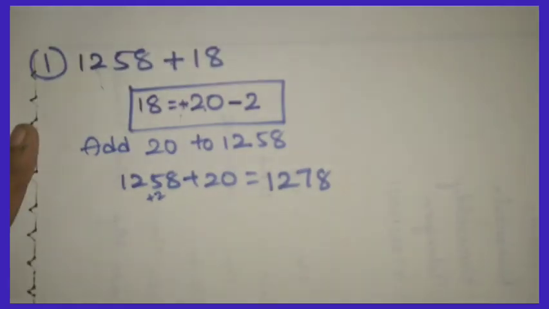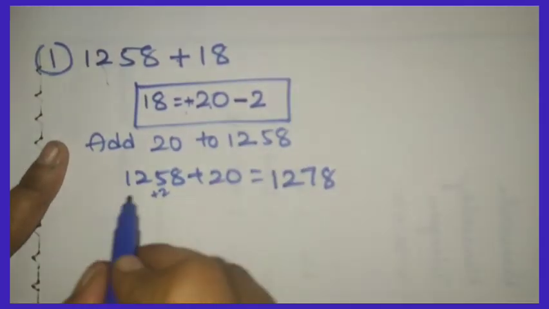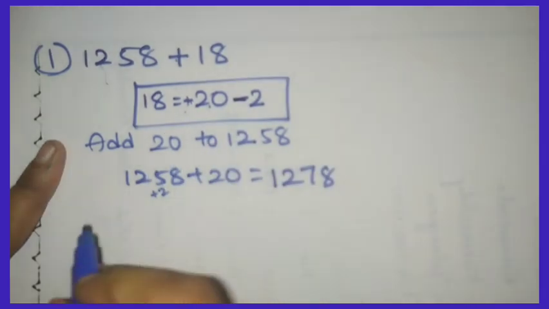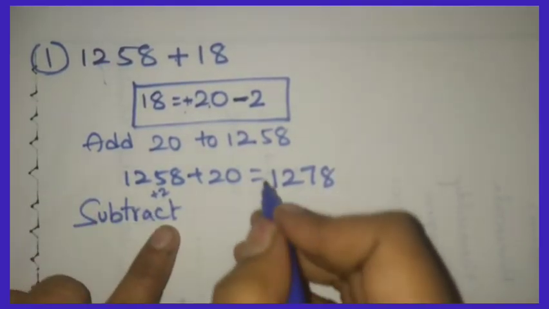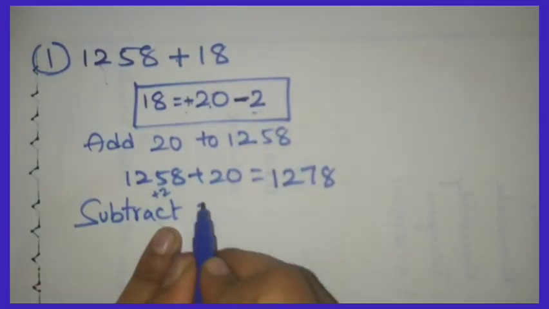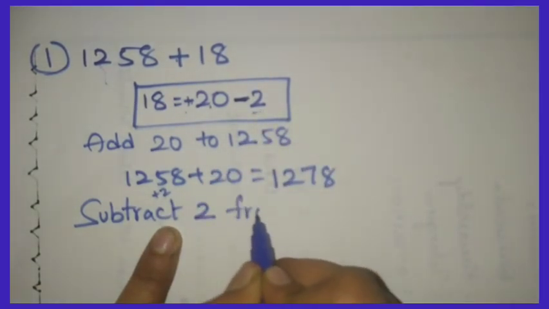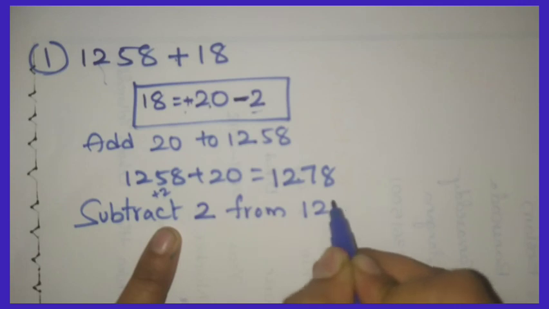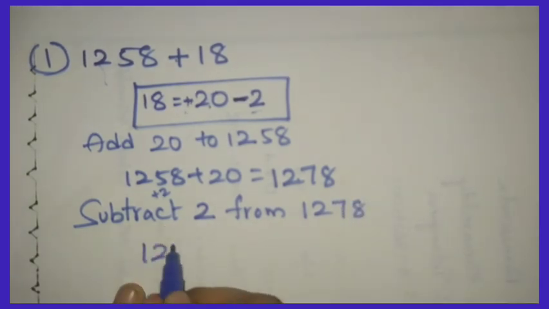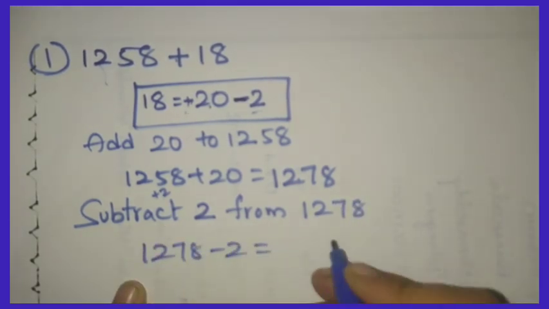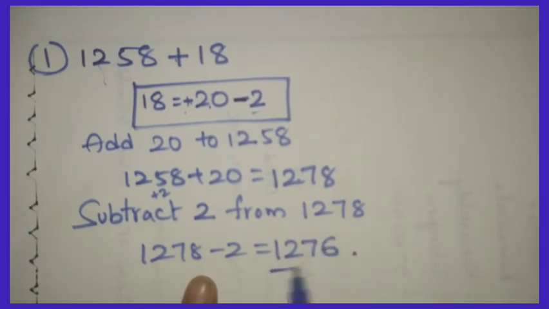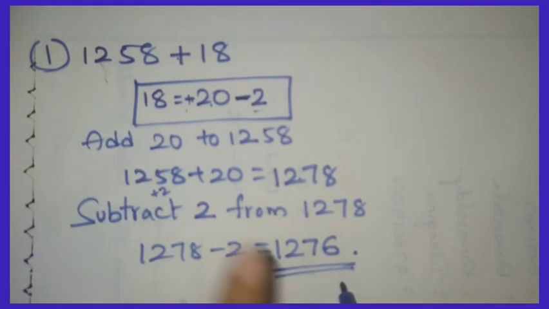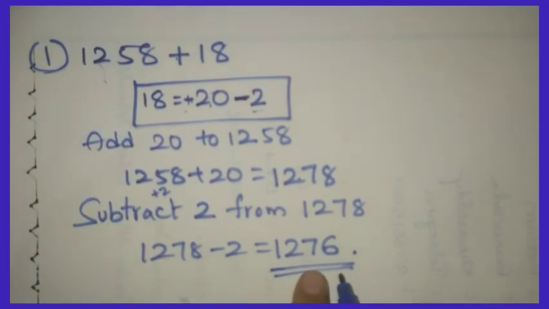So we'll get 1278. Next, first add, next subtraction. Subtract 2 from this number, 1278. 1278 minus 2 equals 1276. This is the answer. If we add these two, we will get this answer. Now I will explain one more.